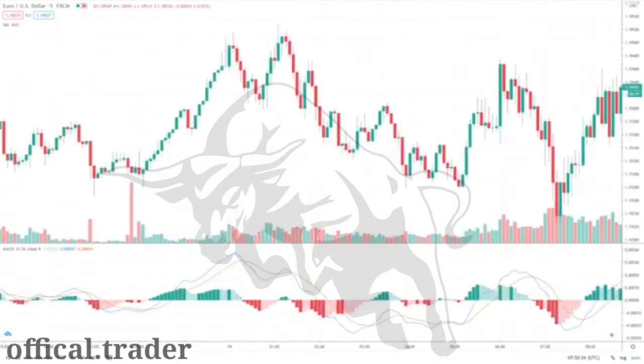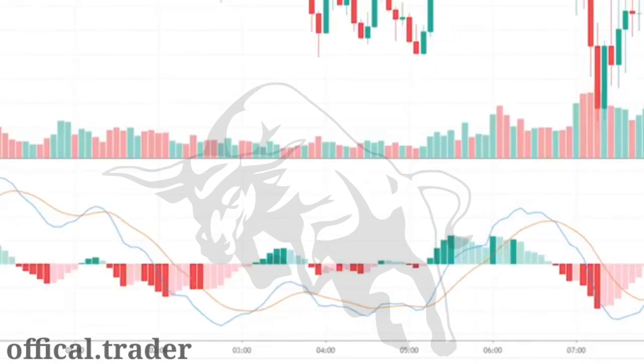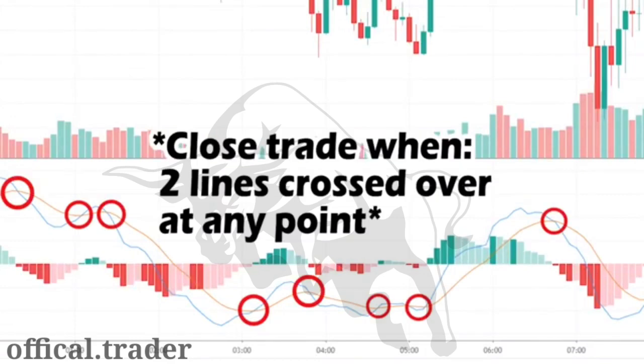For my exit strategy, since we are solely testing the MACD indicator, that means I will also use the MACD indicator as my exit strategy. My exit strategy would be the same for those 2 methods. Every time the MACD line and the signal line cross over, I exit my trade. It doesn't matter if it's above or below the baseline. If it crosses over at any point, I close the trade.